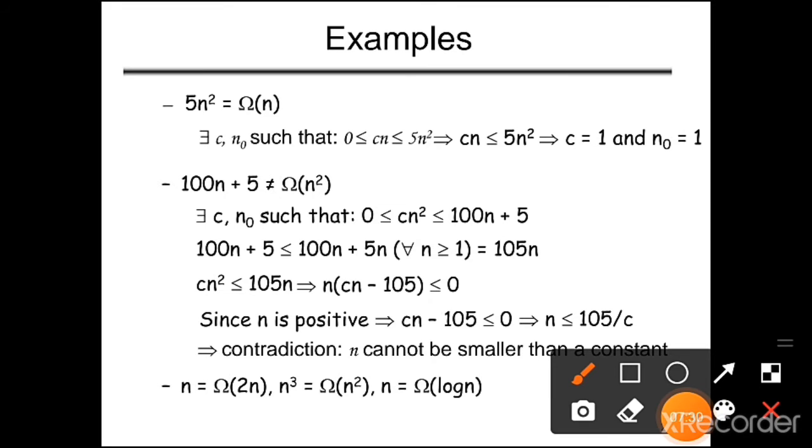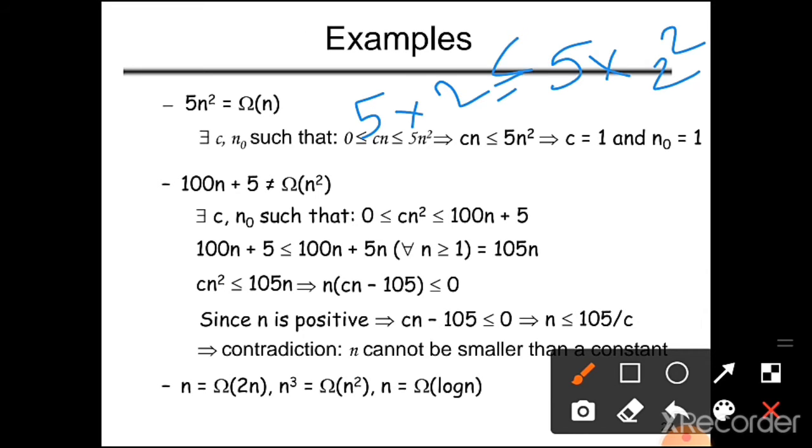if n is equal to 2, then 5 into 2 is less than or equal to 5 into 2 square. So here 10 is less than.